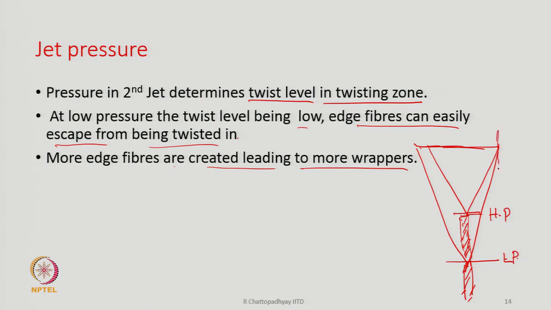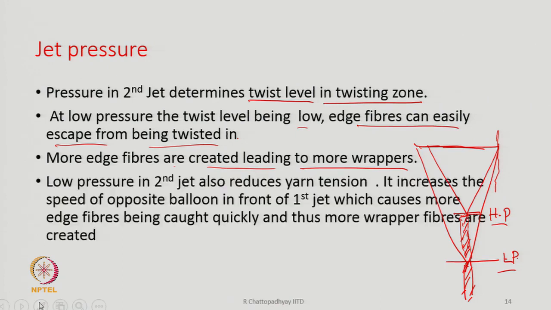So, low pressure means elongated twist triangle. So, fibers can easily then escape twisting, and therefore, a lesser pressure of the Z2, this is with respect to Z2, will lead to more rapid fiber generation. But also, you have to see there has to be a pressure differential between Z1 and Z2, because we have to make sure that Z2 remains always more powerful than Z1.